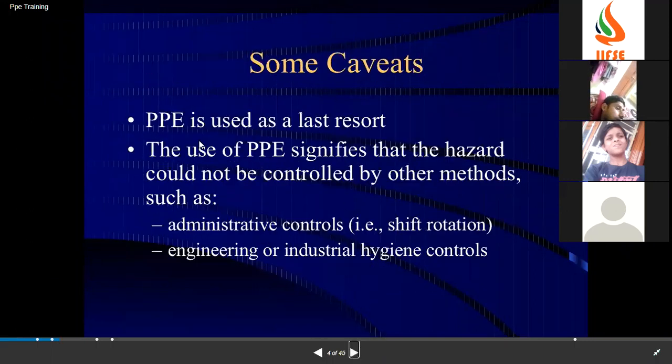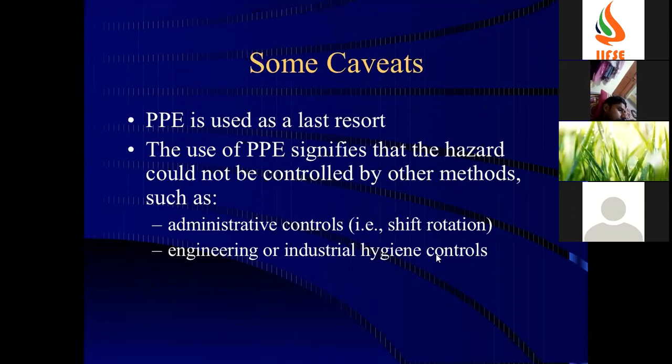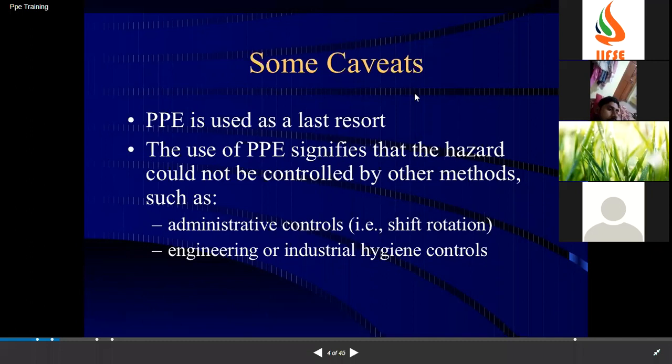Okay. So PPE is used as a last resort. The use of PPE signifies that the hazard could not be controlled by other means such as administrative controls, engineering control, or industrial hygiene controls. See, for example, if we are wearing a hard hat, okay, I'd like to ask you one question. Can anyone tell me what is the minimum weight or standardized weight of a safety helmet?